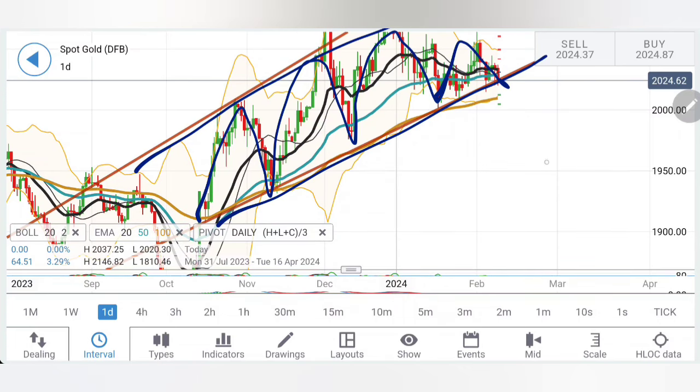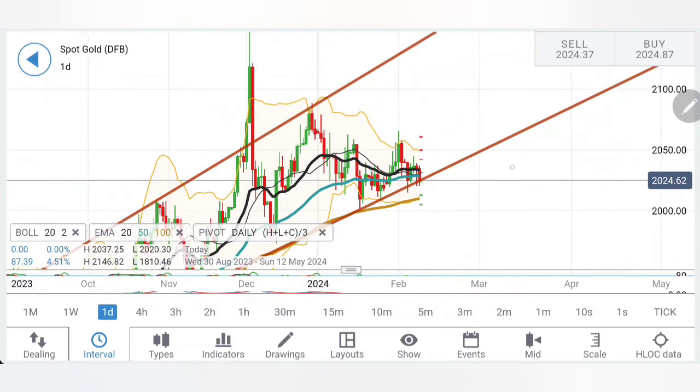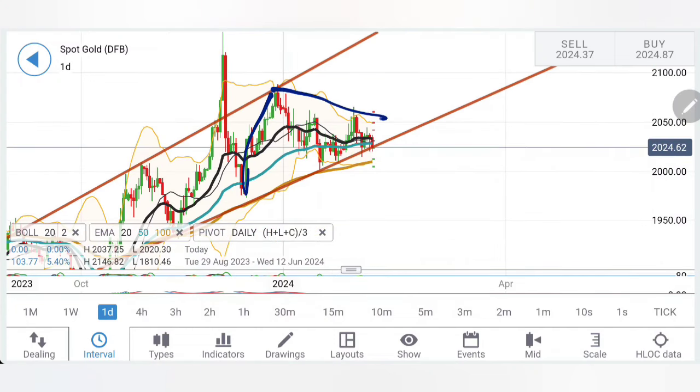It is taking the support from this and getting the resistance at the top of the channel. Also on the daily charts, after the rise, it is retracing and trading in this flag formation. Thus, it is not confirming a rise, but it is not confirming a drop as well.